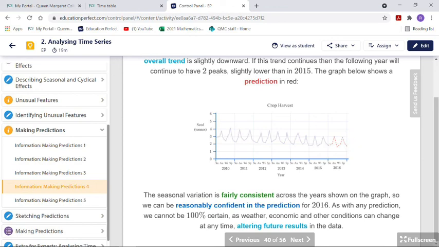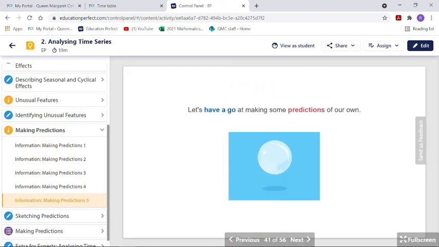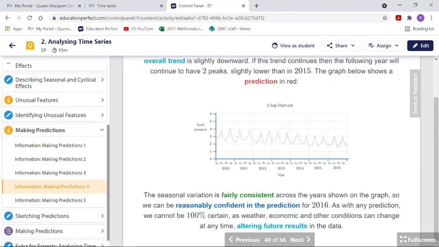Good job. So, okay, you just have to make sure that you don't ever say that you know what's going to happen. We can say we are confident. We can be pretty sure of, or reasonably confident, whatever language you want to use. But we can be confident based on what happened in the past, but you can absolutely not say this is what will happen. Okay? So be careful when you're making your predictions.